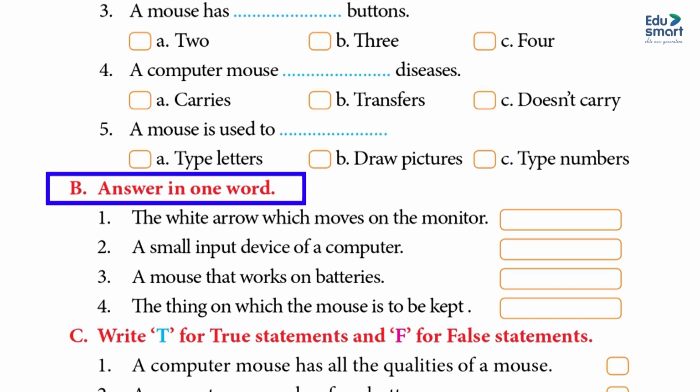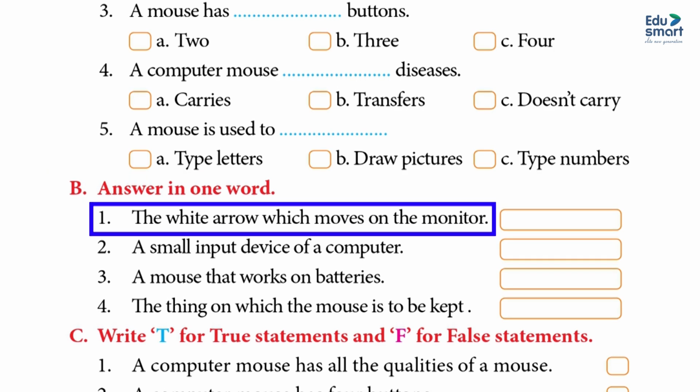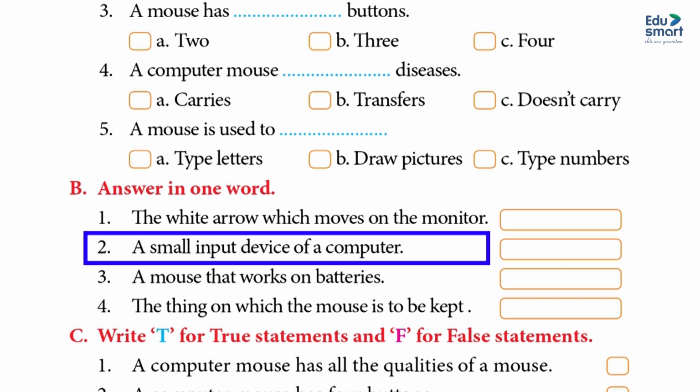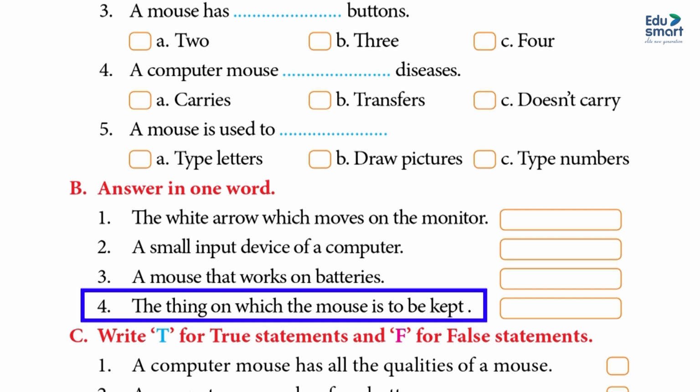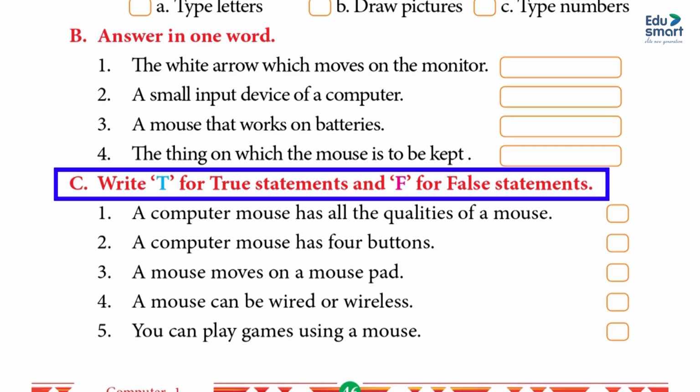B. Answer in one word. 1. The white arrow which moves on the monitor. Answer cursor. 2. A small input device of a computer. Answer mouse. 3. A mouse that works on batteries. Answer wireless mouse. 4. The thing on which the mouse is to be kept. Answer mouse pad.